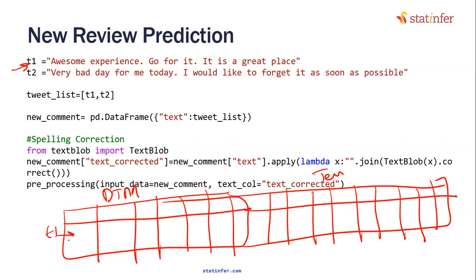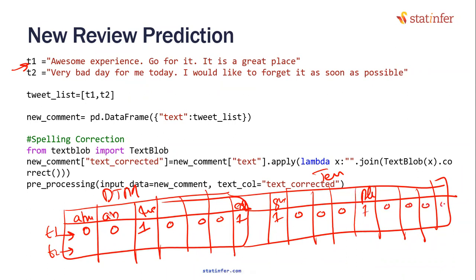Tweet 1, convert it into DTM. Tweet 2, convert it into DTM. Somewhere the remaining words will be there. Let's say abandon, that will be 0. Above, that will be 0. Somewhere awesome will be there, put 1. Remaining 0, 0, 0. Somewhere experience will be there, you will put 1. Somewhere grade will be there, put 1. Remaining 0, 0, 0. Somewhere place will be there, put 1.